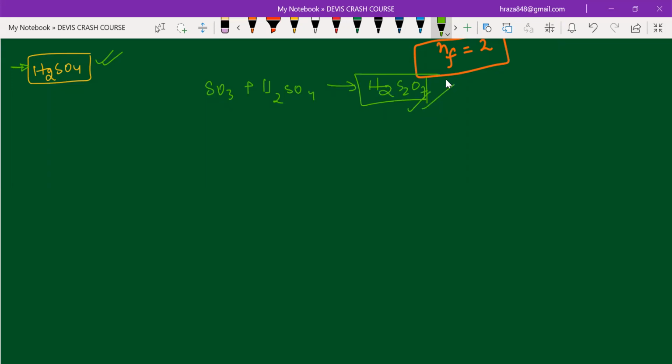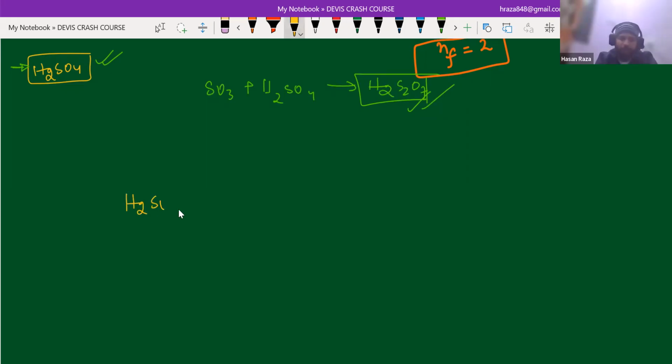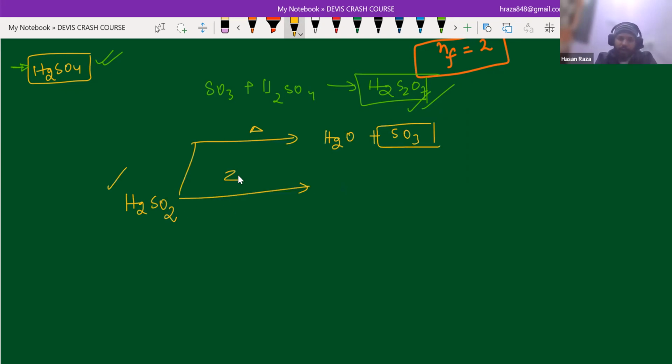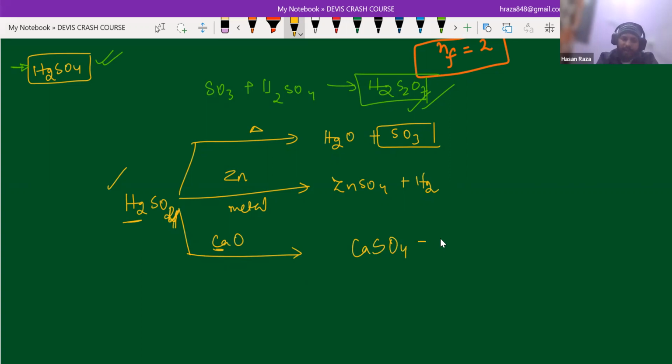You can also do this: if you heat H2SO4, what will happen? Water will be eliminated, and what will be there? SO3, the anhydrous form. Then if you react it with zinc, which is a metal, zinc is more reactive, so hydrogen will be replaced by zinc. In electrochemistry, we have studied this, so you have to do this part on your own. Like if you react with calcium oxide, you know calcium is more reactive than hydrogen, so it will replace it and form H2O.